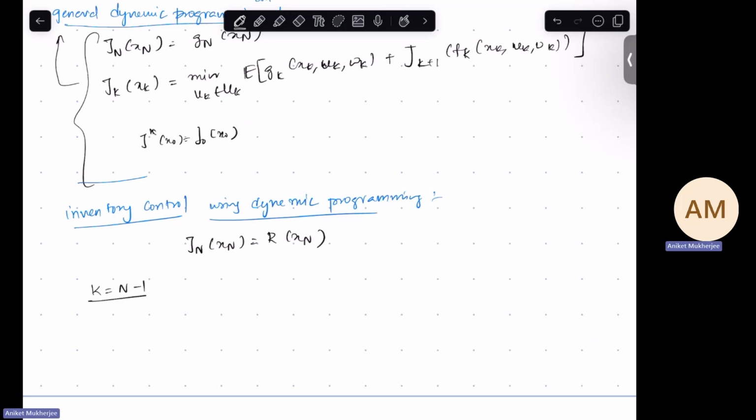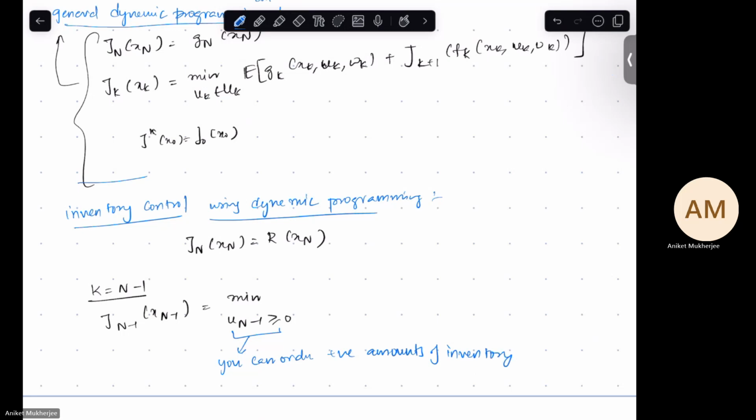Now we do it for k equal to n minus 1. So we have Jn-1(xn-1) equal to minimize over un-1 greater than or equal to 0, because you can order positive amounts of inventory, and expectation of C un-1 plus R(xn-1) plus R(xn).